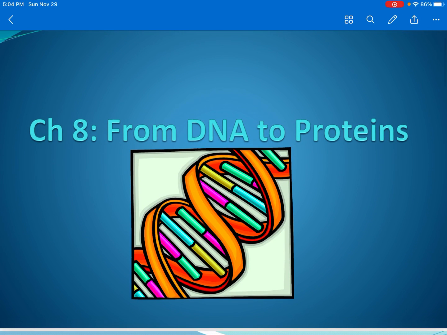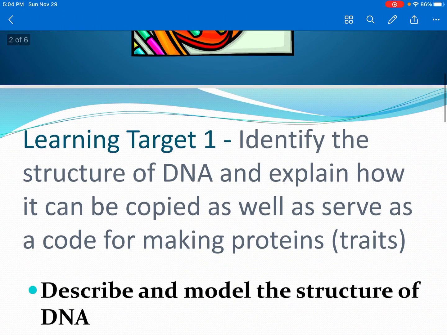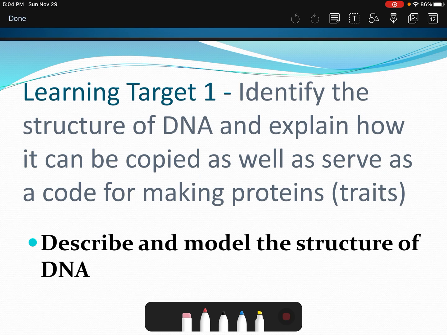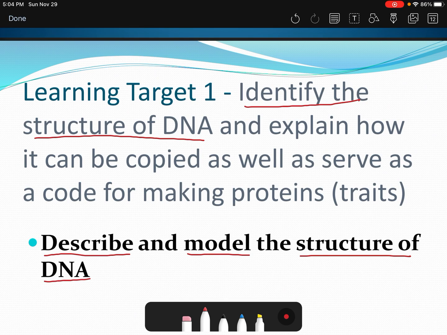All right, our next section for the DNA unit notes deals with learning target 1, being able to identify the structure of DNA and explain how it can be copied, as well as serve as a code for making proteins, which basically are your traits. We're going to focus on just that first part there, the structure of DNA. Can you identify the structure of DNA?